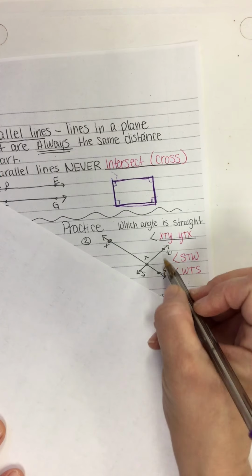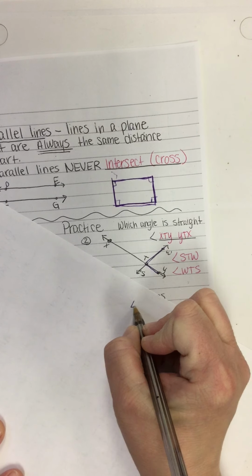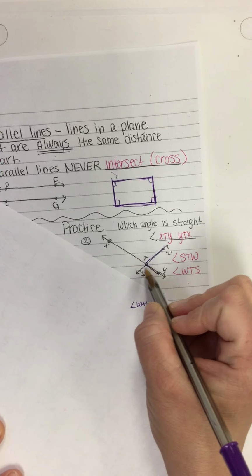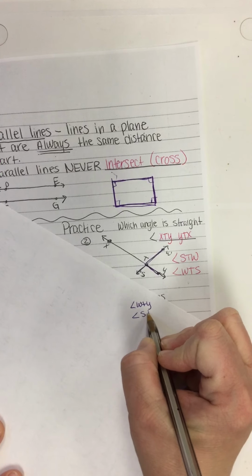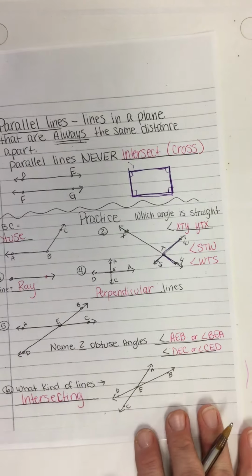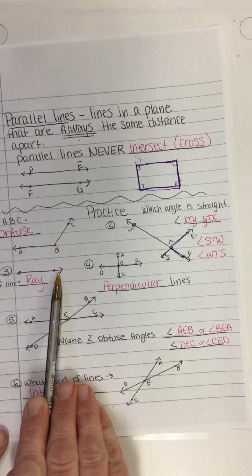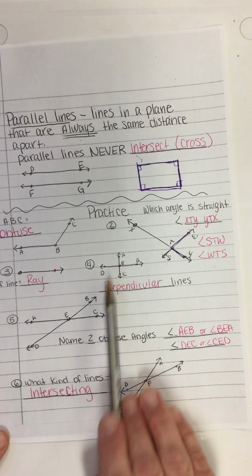Okay, and if you're looking at it, WTY is one of them, and then STY. Okay, those are acute angles. All right, and then we had a ray, an endpoint with a line. We had perpendicular because it made 4 right angles.